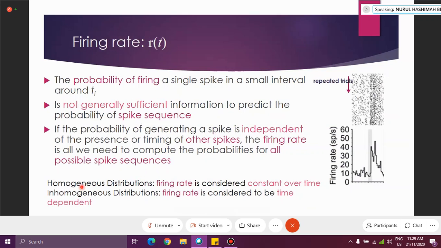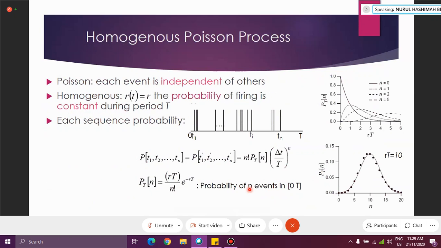And then homogeneous distribution is when the firing rate is considered constant over time, and inhomogeneous distribution is when the firing rate is time dependent. So Poisson is when each event is independent of others. And again, the homogeneous is when the probability of firing is constant during the period T. So each sequence will have similar probability, because it's constant.